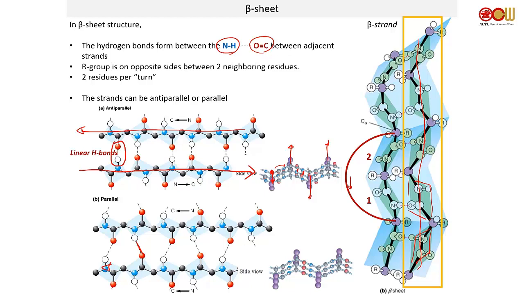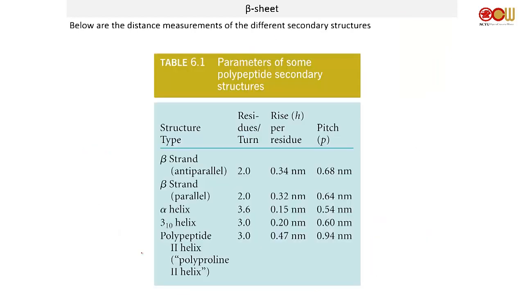Okay? Yeah, just like that. Okay? So this is a short summary. This is a summary in terms of the distance measurements between the different secondary structures. You've got the beta strand parallel and anti-parallel.